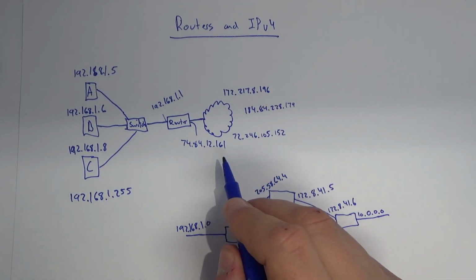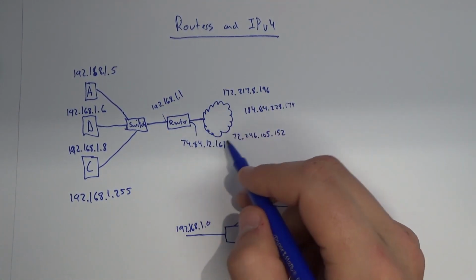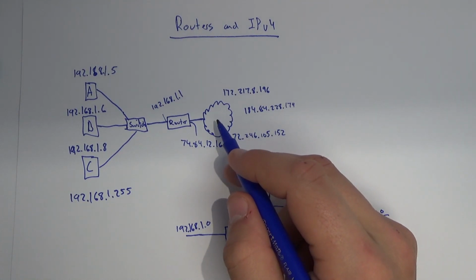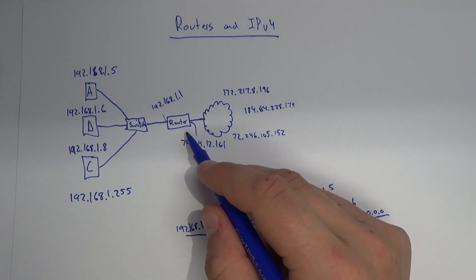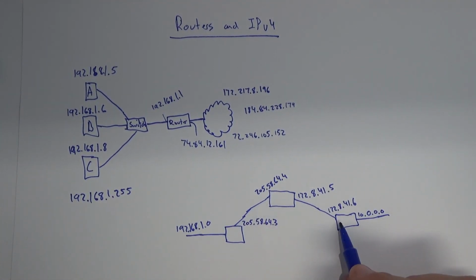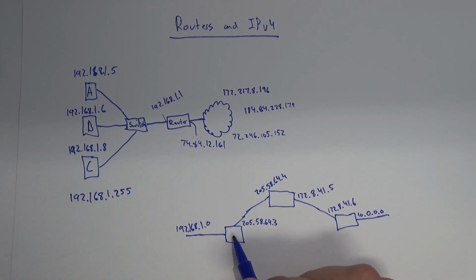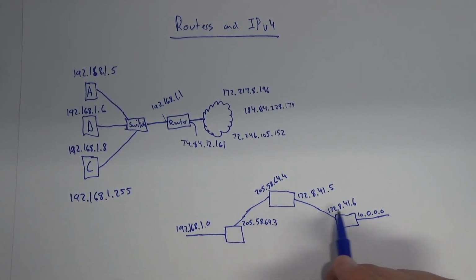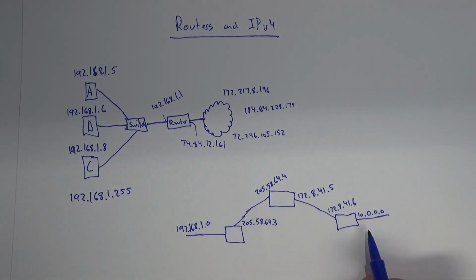And so the reality is this cloud, or the internet, is actually a huge network of routers. So kind of like what I have drawn down here. This is a 3-router network. You'll have 3 different routers, and each router has an IP address on 2 different networks in order to get from one side to the other.